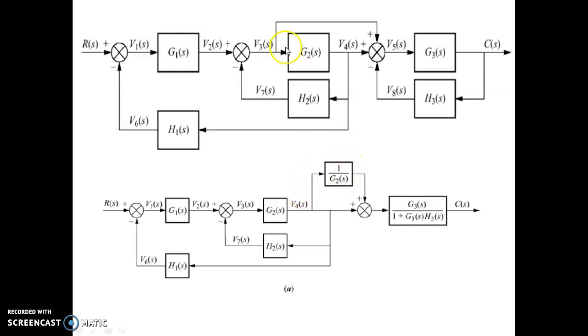Okay, I took the takeoff point to the right side, so it becomes 1 by, there is no term, means 1 by G2, right? So this will be reduced, that is 1 by G2 plus 1, there is no term, so plus 1, right? So this is an internal feedback loop, G2 divided by 1 plus G2 into H2, that will be multiplied with G1, then again internal feedback loop.